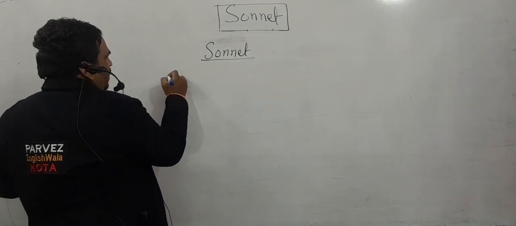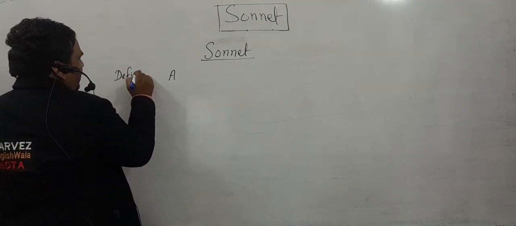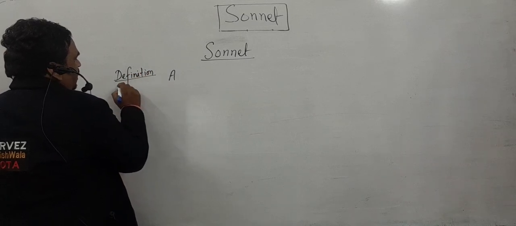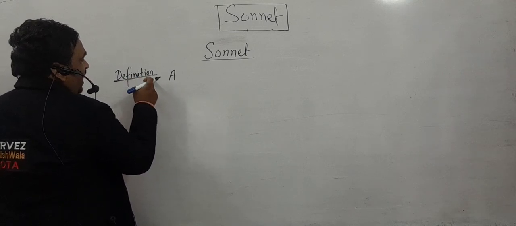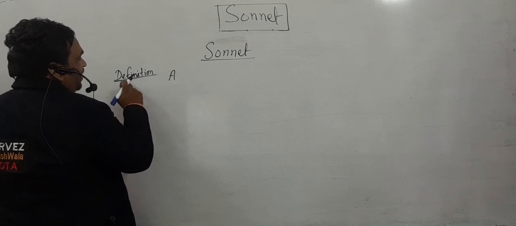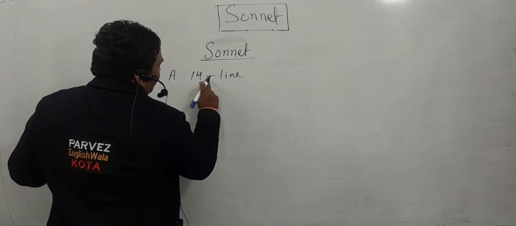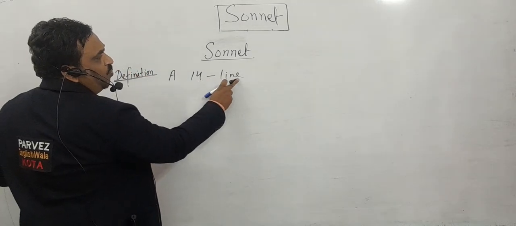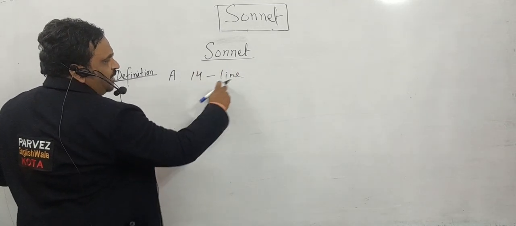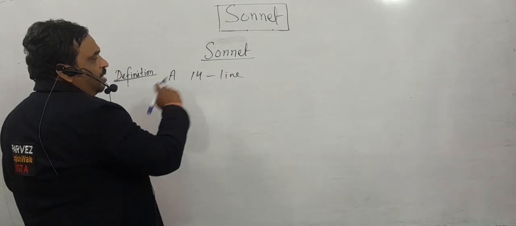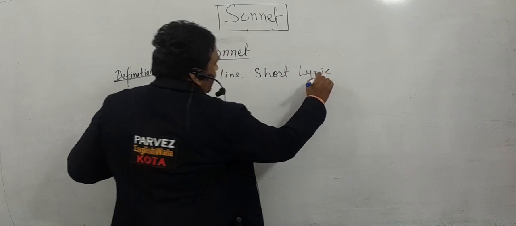So you may write down here this may be the definition. Look here, definition. Okay, a 14-line. Whenever a hyphen comes, we never use a plural word here. We can't say lines after the hyphen. 14-line makes a certain number. So 14-line, short, lyric, poem.